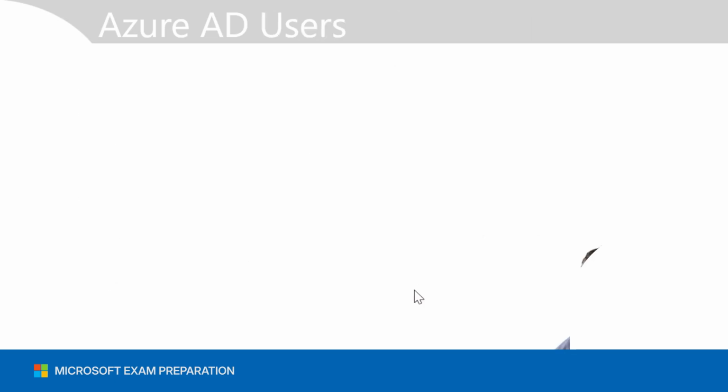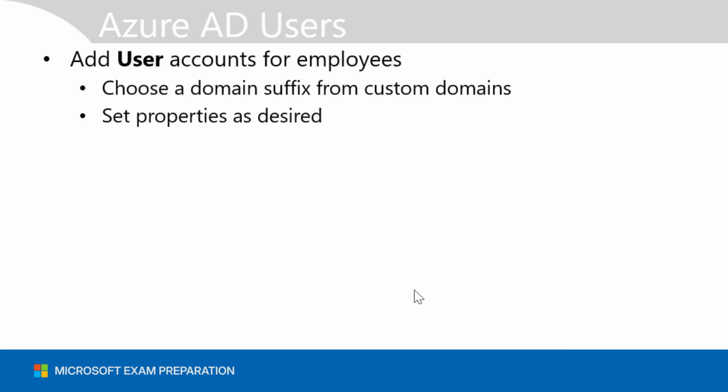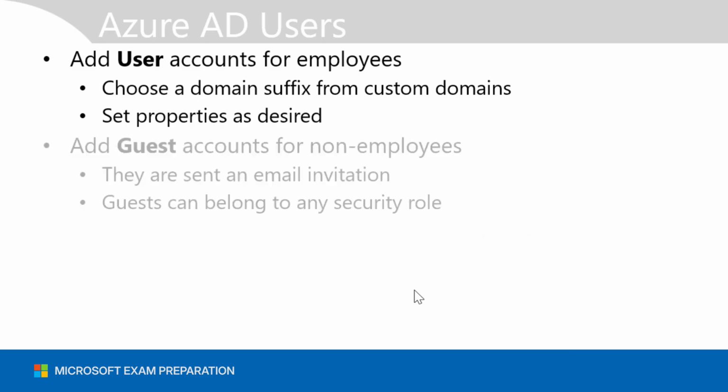Let's talk about the process of adding user accounts in Azure AD. There are actually two types. One is called strictly a user account. That's typically for employees. These are people that will have a domain suffix from one of your custom domains. So their user ID will likely match something they already have on-prem and that they know as their logon ID.